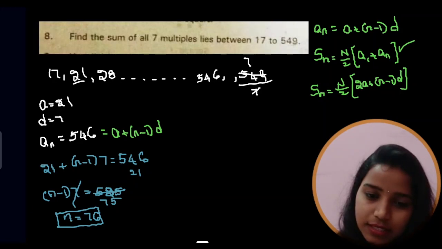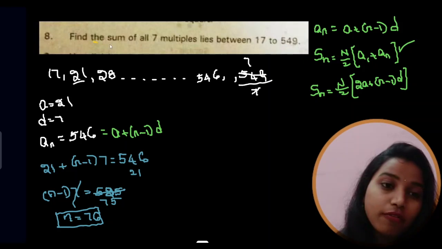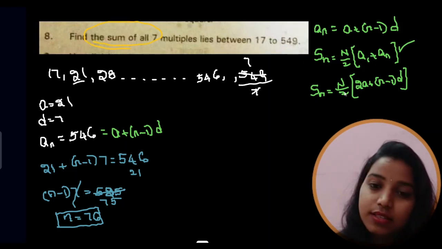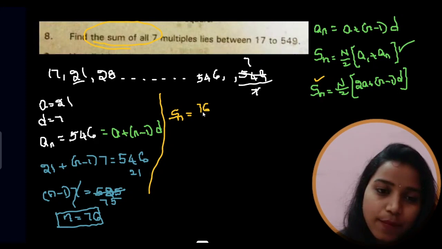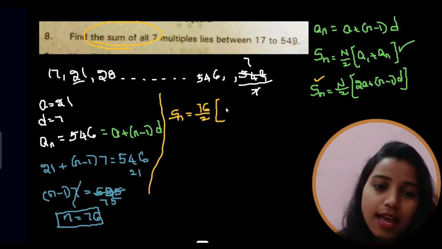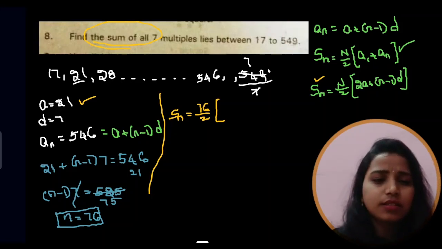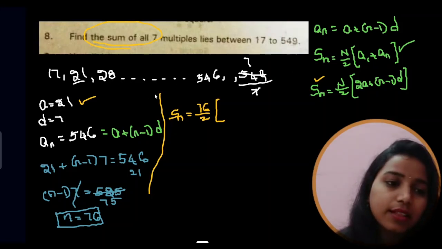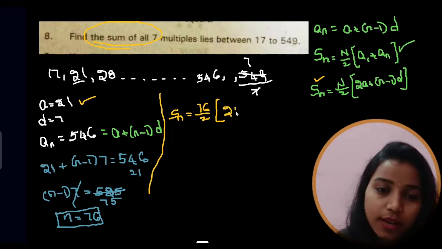Now by using these values, we need to find the sum of n numbers. Sum is this formula, and in this we need to substitute all the values. So Sn is equal to, what is n here? 76 by 2, right? And what is 2a? Simply take the first term and the last term, that is 21 plus 546.